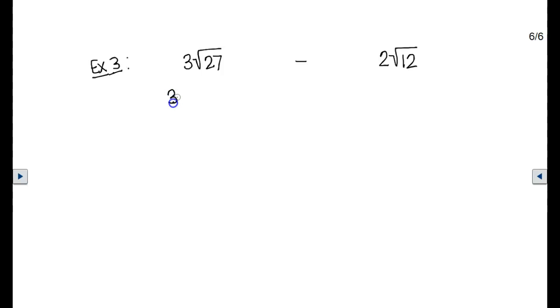So I'll hang on to my 3, and I'll break the square root of 27 down into a multiplication problem. So I need numbers that'll multiply to give me 27, and I need one of them to be a perfect square. So 9 times 3 is what I should use there. And then I'll do the same thing over here. Keep my 2. And then I need 2 numbers that will multiply to give me 12, where one of them is a perfect square. So that would be 4 times 3.